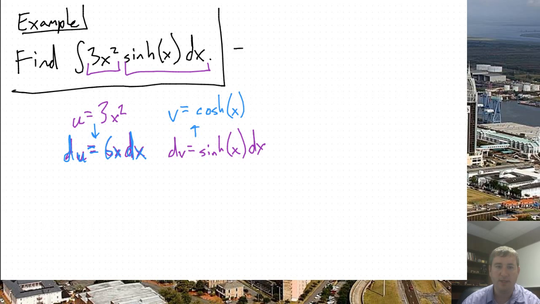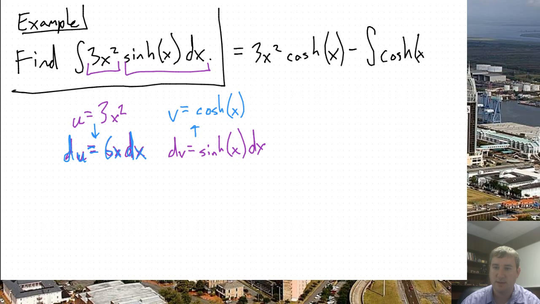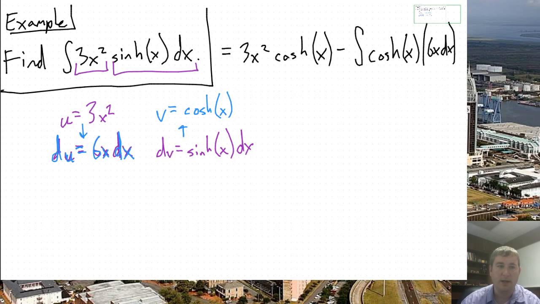So the formula is u times v, so 3x squared times v, which is cosine hyperbolic x, minus the integral of v du. So that's going to be cosine hyperbolic x times 6x dx. Scoot over just a little bit so we can see that. All right, I could definitely clean that up a little bit more, couldn't I?